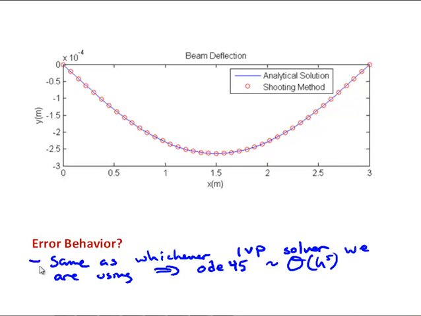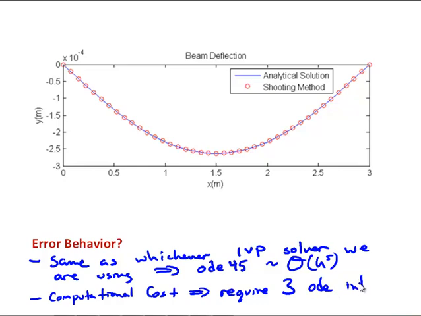Another note on computational cost: it's a little higher because we require 3 integrations for a single solution. So it does cost 3 times as much as a single initial value problem integration, and that's just something to be aware of. And we'll look at a nonlinear shooting method in the next video.